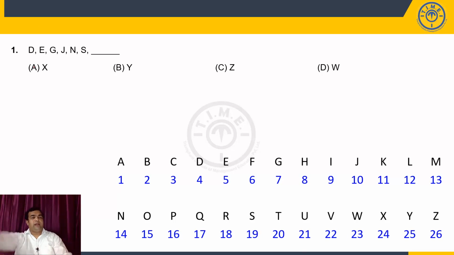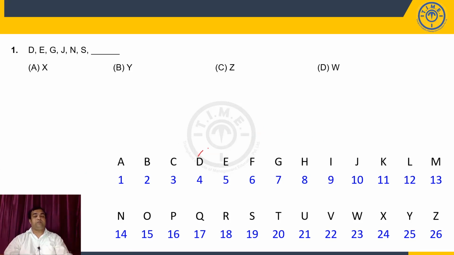Okay, now if I look at D, E, J. So if you look at D to E, it's just a +1. E to J, okay, D to E just +1, E to G, it is not J.